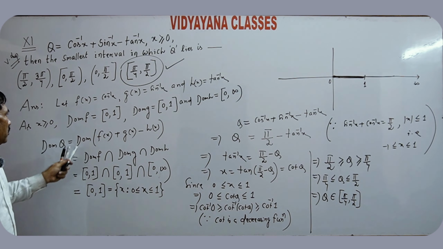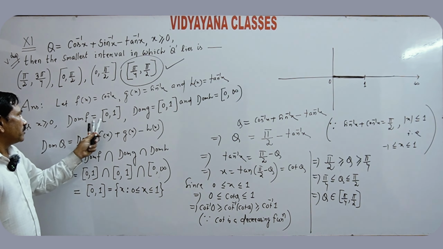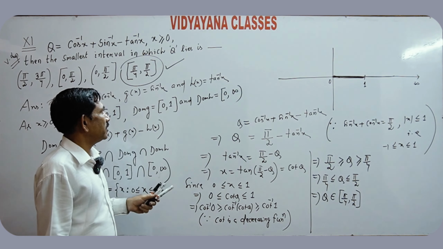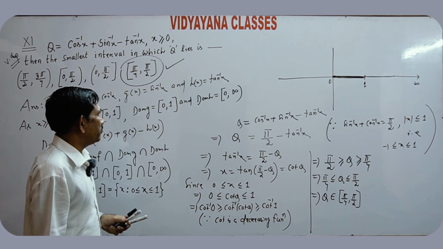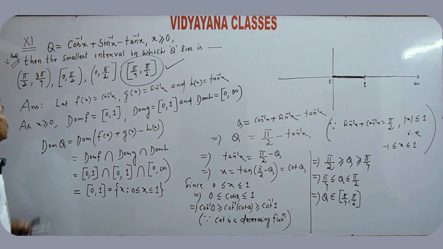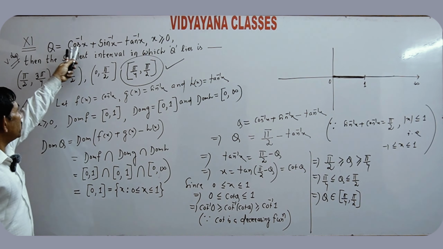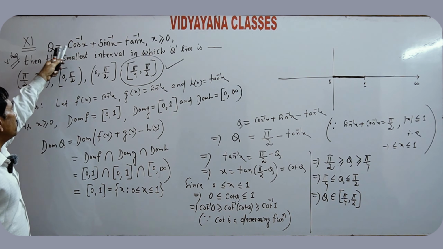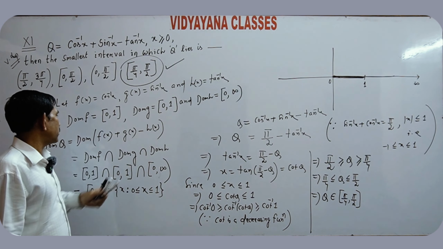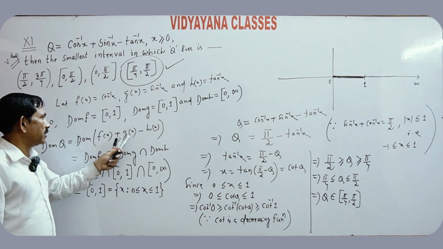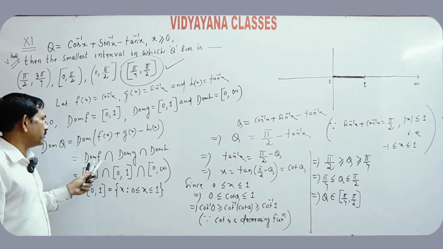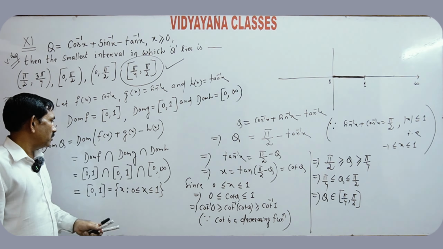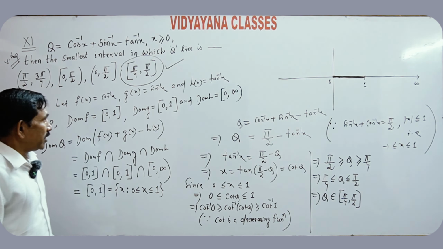As x ≥ 0, the domains of f, g and h are [0,1], [0,1] and [0,∞). Theta equals cos⁻¹x + sin⁻¹x − tan⁻¹x, so theta means f(x) + g(x) − h(x). But it is defined when f(x) + g(x) − h(x) is defined, that is, on the intersection of the domain of f, the domain of g and the domain of h. Domain of f is this, domain of g is this, domain of h is this.